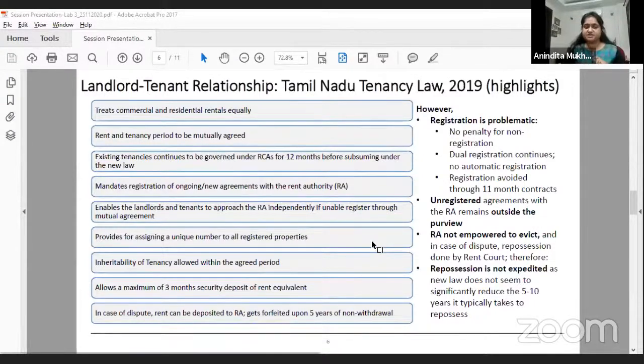However, registration remains a problematic area, as it can be avoided legally if entered into an 11-month contract. Unregistered contracts, which account for about 80% at the moment, will remain outside the purview of this new law. Further, rent authorities are not even empowered to evict and repossess in case of dispute. It still goes back to the rent code.